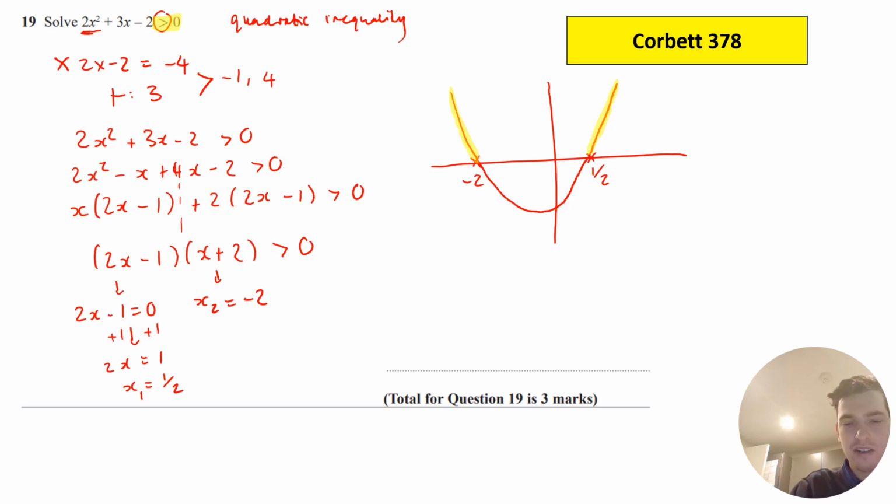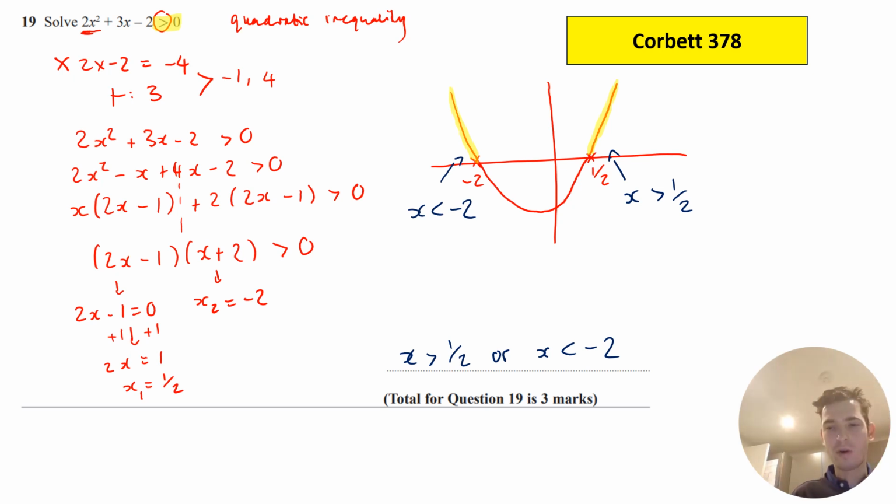Well, this first region here, x is bigger than a half. And then this here, x is smaller than minus 2. So let's write that down. X is bigger than a half, or x is smaller than minus 2. So quite a nice question, question 19, as long as you're happy with factorizing a quadratic and then working out which region to choose. And I always suggest that you draw a graph so that you don't get confused.